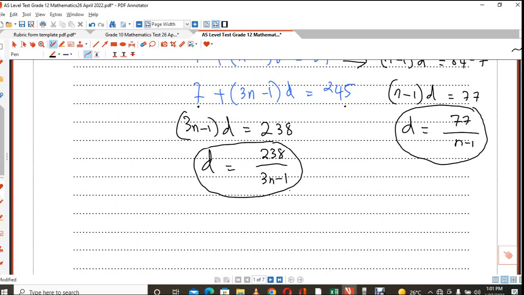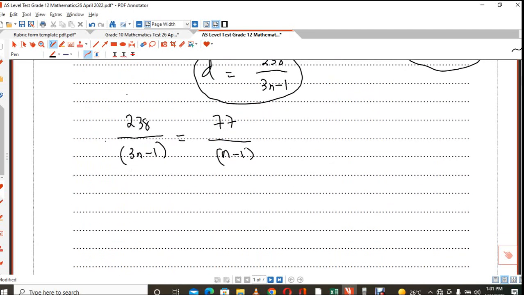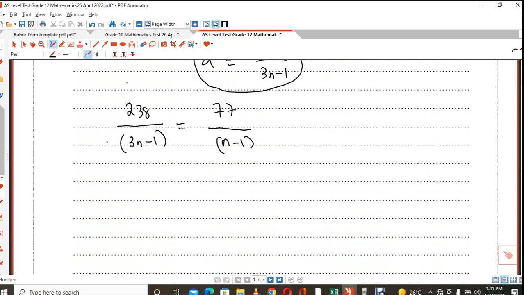So you can go ahead and say, look, there are many ways that you can do this. It's totally up to you. This is going to bring me directly to find the value of n, ultimately, because they want us to find the value of n. So if you say 238 over 3n minus 1, put it in bracket because it's an expression, is equal to 77 over n minus 1, put it in brackets. Now you cross multiply because you don't want to work with denominators. Follow? And if you cross multiply, this is going to give you 238 n minus 1 in here, and that's 77.